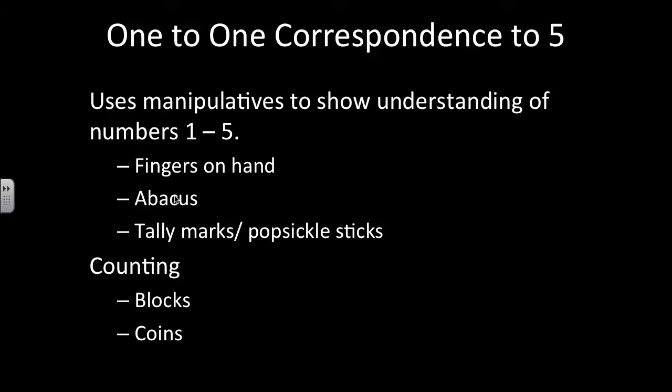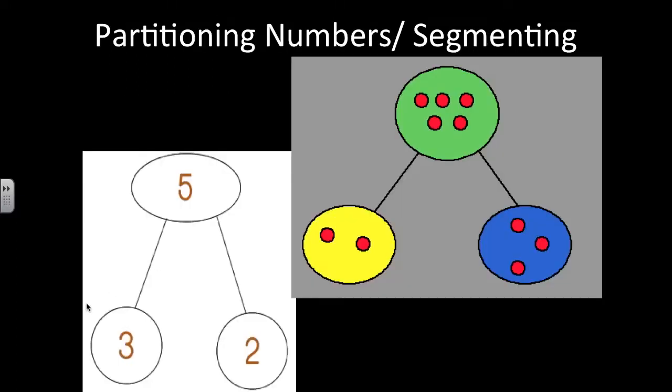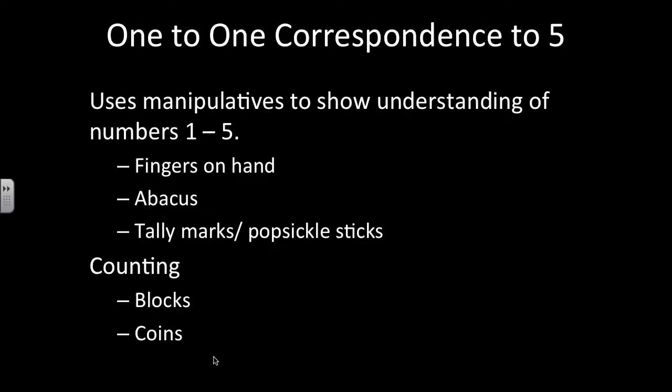Now, the only thing I'm going to add is when your child counts things, let them represent the numbers with this stuff that we went through. So, let's say you have 5 blocks. Well, let them show you on their hand what 5 means. On the abacus, what 5 means. With tally marks, with popsicle sticks, let them show you what 5 means.